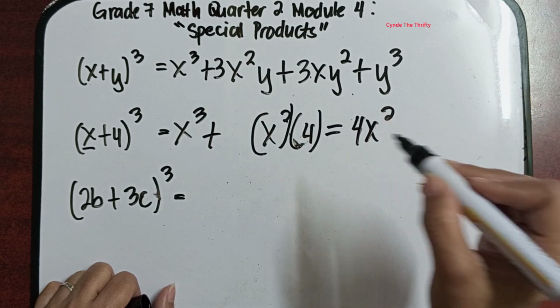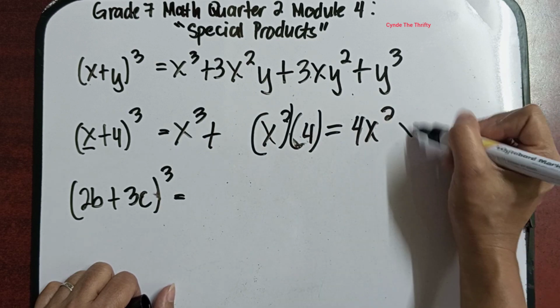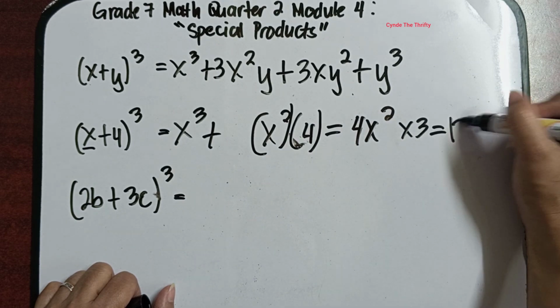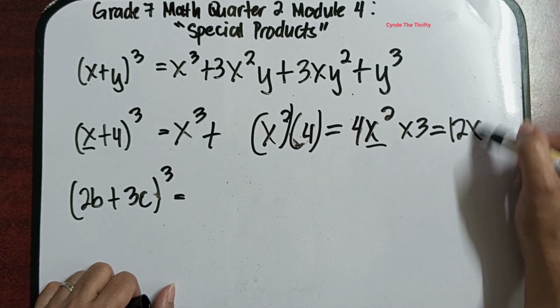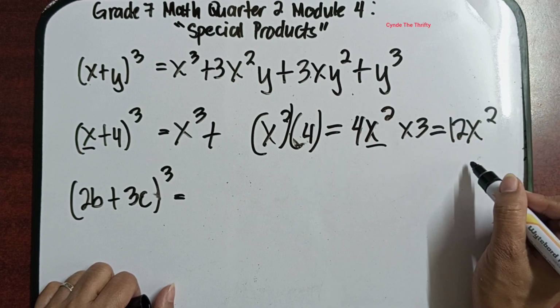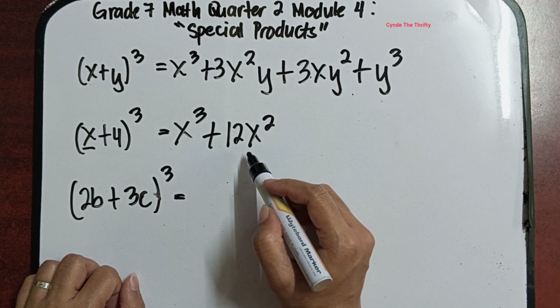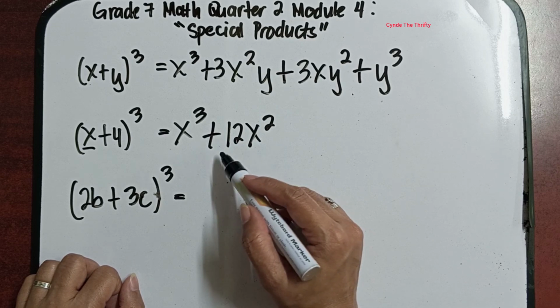And then, times 3. Okay, so i-multiply natin siya sa 3. So, 3 times 4 is equal to 12. Kopyahin lang natin si x squared. So, 12x squared. Okay, so isulat na natin si 12x squared dito. Ito na yung second term natin, 12x squared.